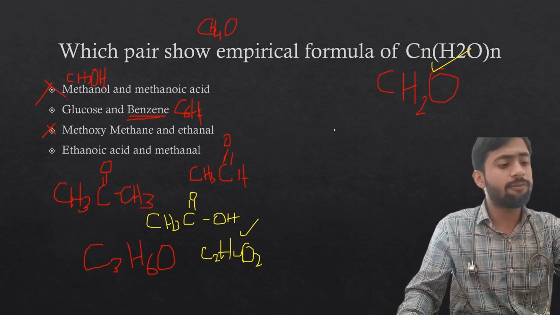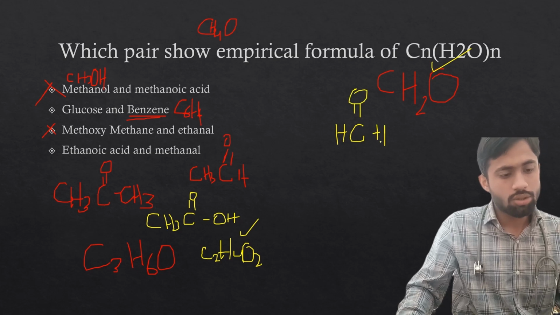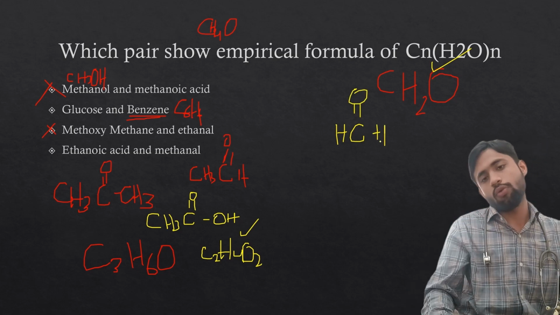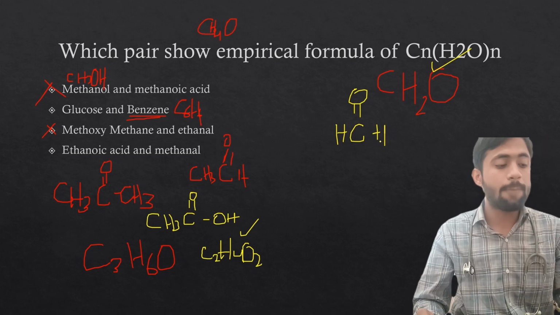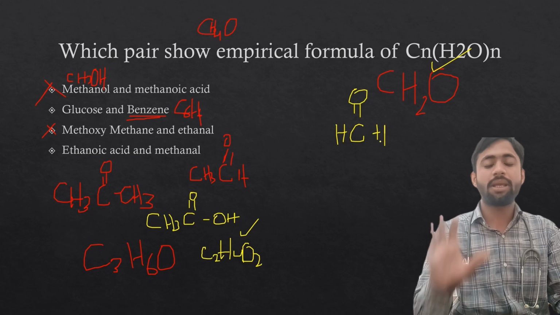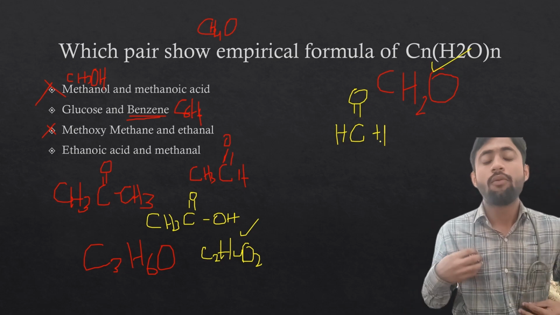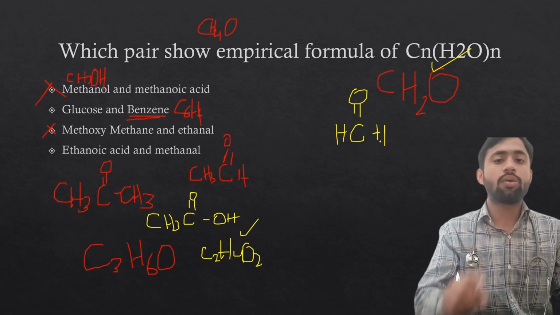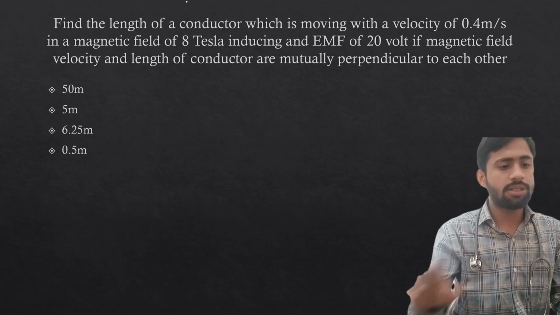Let's see if methanol also follows it. HC double bond OH. This is methanol. So this is CH2O basically. So this is the right answer. Both of these compounds are following the empirical formula, that is CH2O whole N. For every single carbon, there are 2 hydrogen and a single oxygen atom. Okay. So this was a good MCQ.